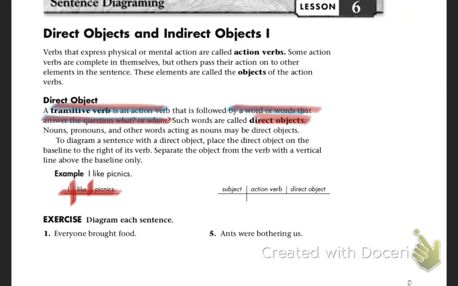Okay. Who or what are we talking about with I like picnics? I goes into the subject. Like goes into the predicate. I like what? Picnics. Do you see why I call that my who or what line? I like what? Picnics. Okay. We good there? We understand that?